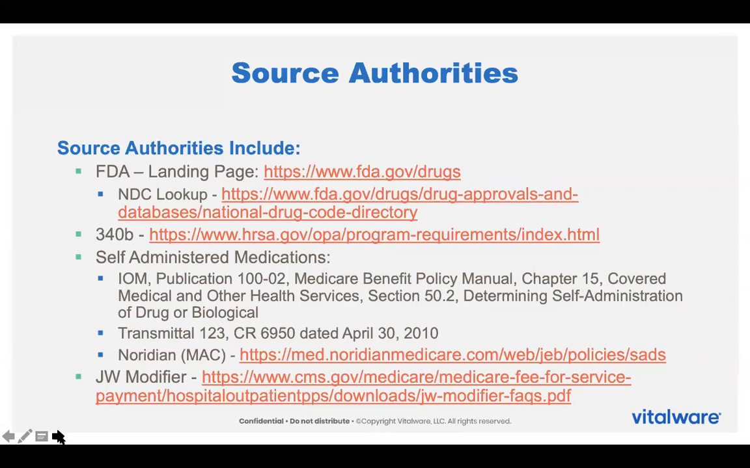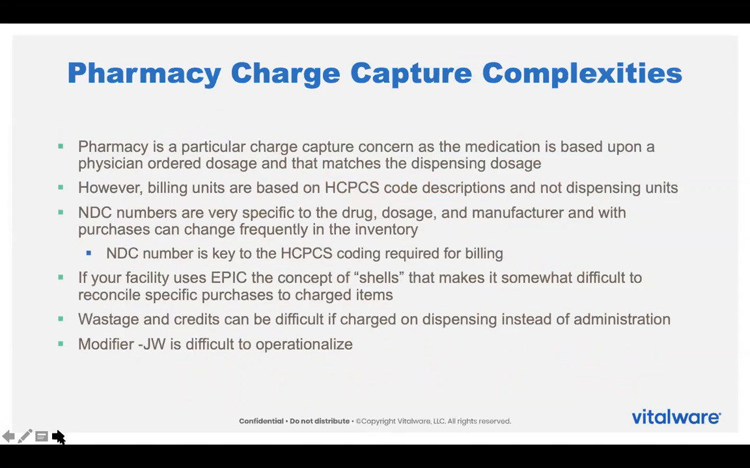As we move on to your source authorities, I've listed them all with a link in the presentation. The FDA landing page is a great resource for looking up drugs. There's an NDC lookup table, so if you know the name of the manufacturer and the package size, you can find the NDC number. 340B we will not be covering today because it's a week-long presentation in and of itself, but HRSA is where you can find all the program requirements. We'll talk about self-administered medications and again that JW modifier.